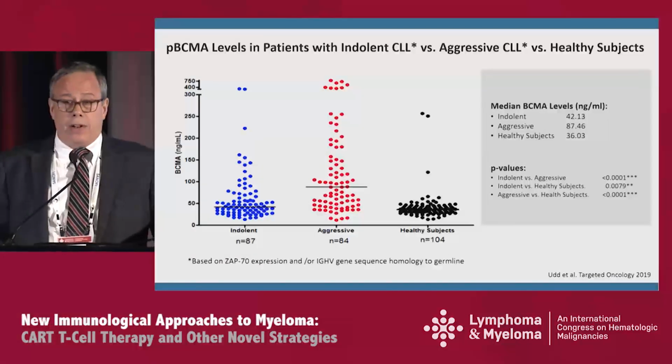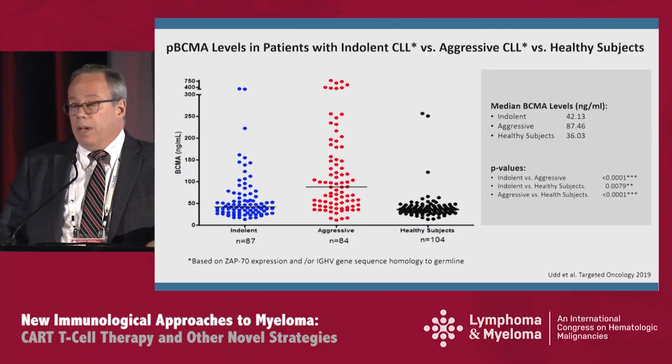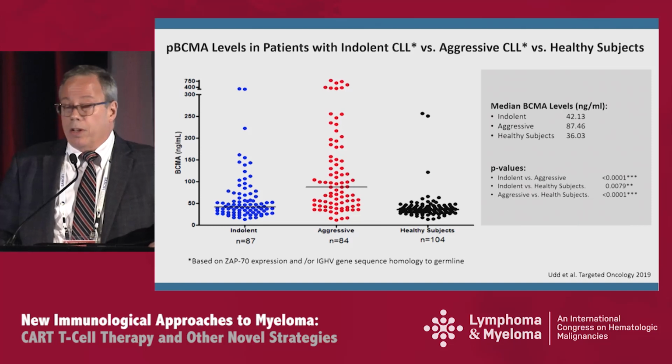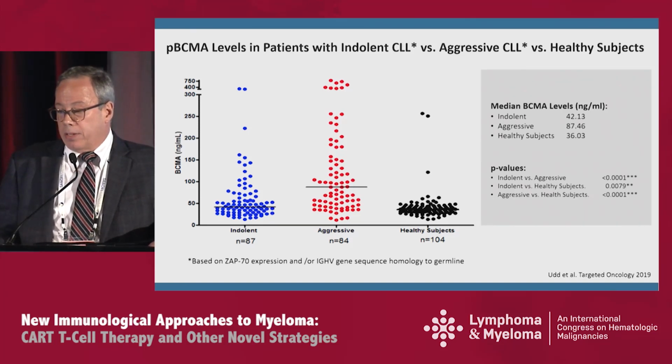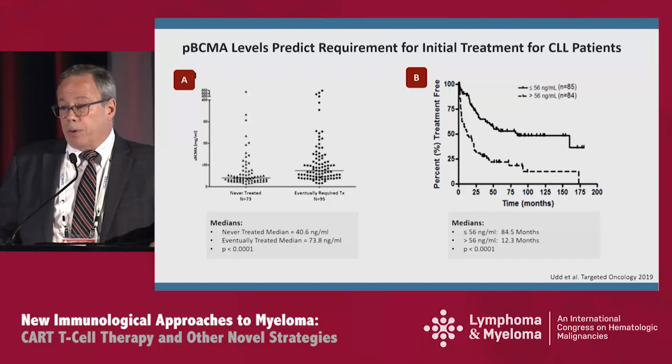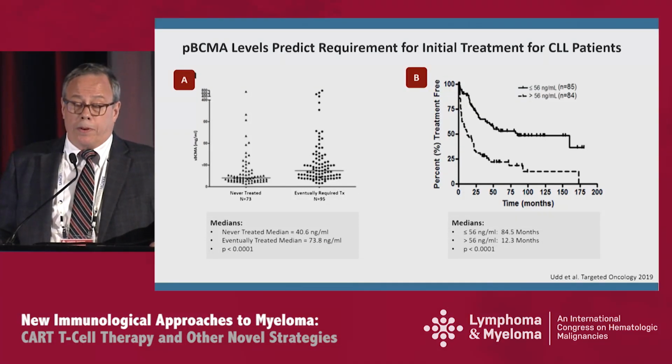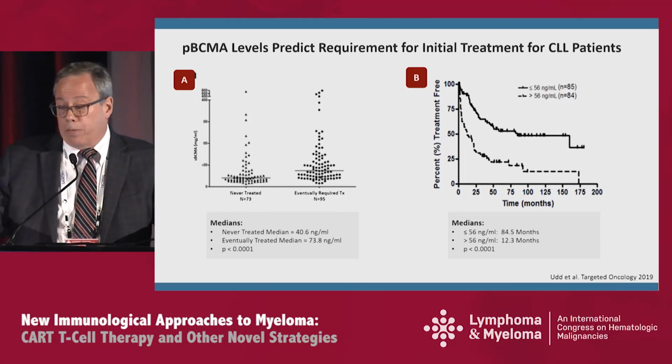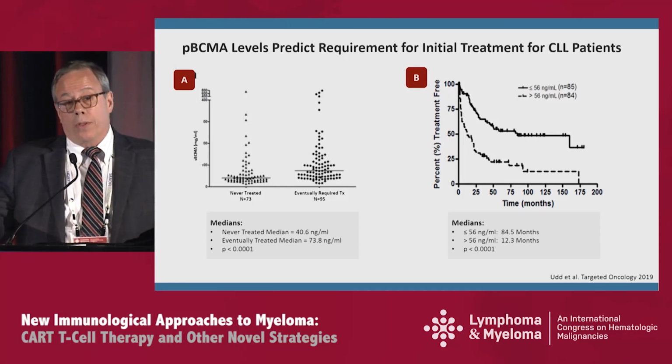And you can tease out indolent versus aggressive. The numbers in those with indolent are about half, at 42, of those that were considered active based on ZAP70 and IGHV expression. And it also predicts for initial treatment for CLL. On the left-hand side, those who never required treatment had levels at only 40. It was about 74 in those who did.